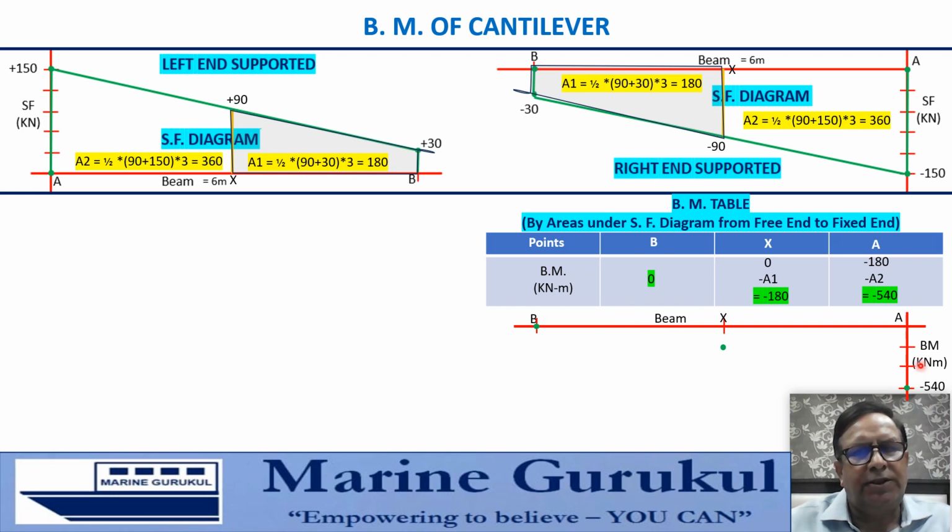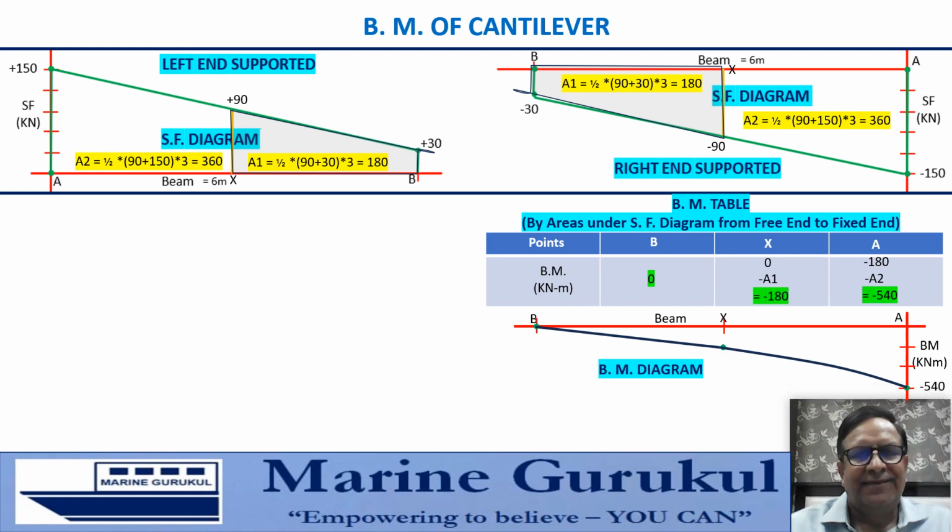Now we have to join these points. Now see the SF diagram. We are integrating areas under a slanting straight line. So the BM diagram would be a curve, a suitable curve. And this curve represents the BM diagram for the right end supported cantilever. Now let us draw the BM diagram for the left end supported cantilever.